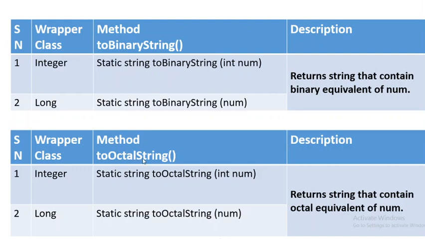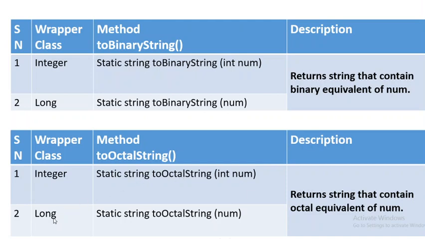Next, toOctalString. Just like binary, the number will be converted into octal and that will be returned as a string. So this is again available with Integer and Long wrapper classes. It returns a string that contains the octal equivalent of a number. You will call this as Integer.toOctalString, and in brackets you will have any integer number. Whatever number you have put over here, internally will get converted into the equivalent octal format, and as a string you will get that octal number.